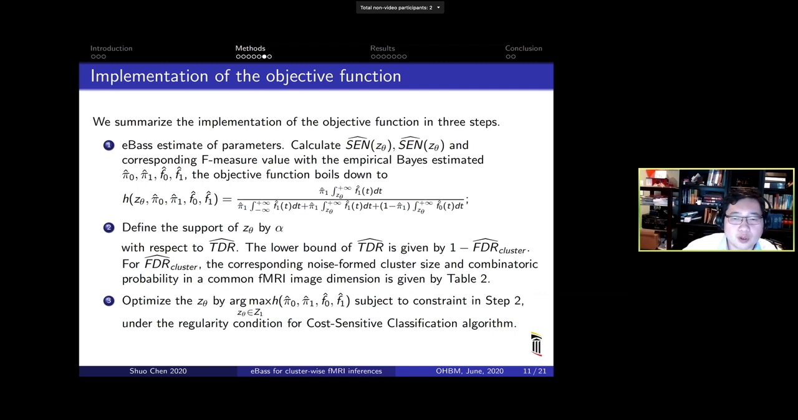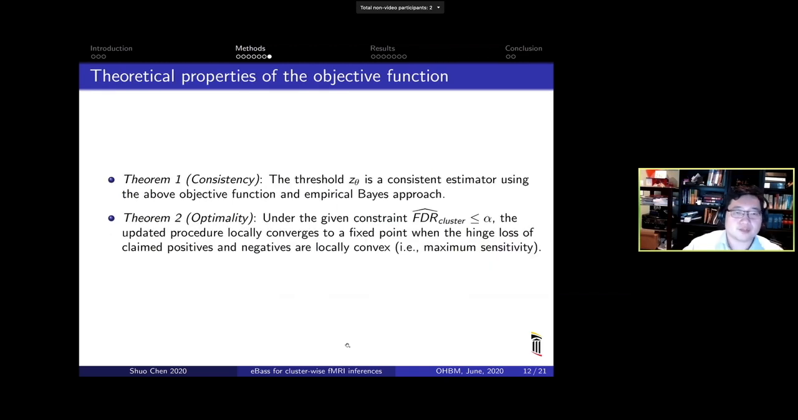And then we do a cost-sensitive classification algorithm to determine the best choice of Z theta. The calculation for that is pretty fast. So by that standard, essentially we choose the optimal primary threshold that maximizes the sensitivity with well-controlled cluster-level FDR.